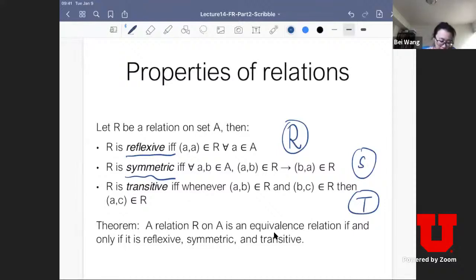And an important theorem that we're going to use a lot: a relation is an equivalence relation if and only if it is reflexive, symmetric, and transitive. RST. So you're going to use this theorem quite a bit when you want to prove a relation is an equivalence relation.